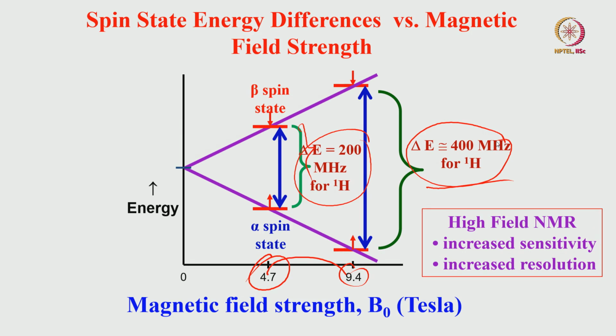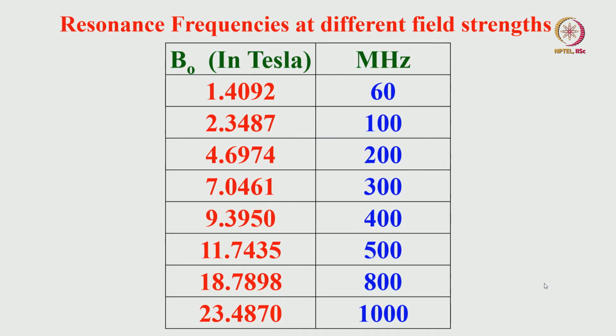When you increase the magnetic field, you have increased sensitivity and you also have increased resolution. So, when you are doing the NMR peaks, if you are seeing the NMR resonance at higher and higher magnetic field, there are certain advantages of sensitivity and resolution. As we go ahead further, we will discuss these things. This is a simple table which tells you.